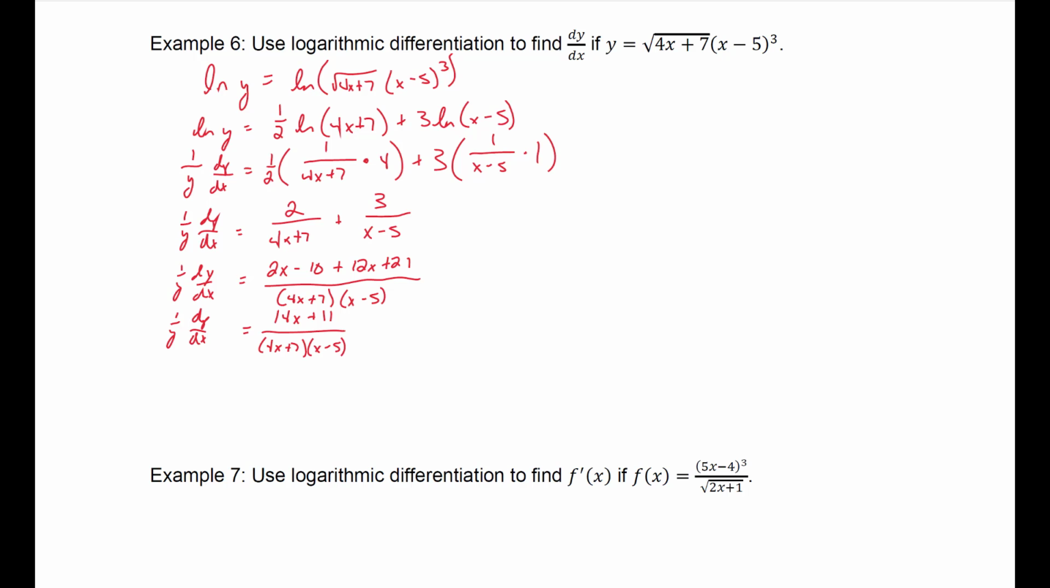We want just dy over dx, so we're going to multiply by y. But remember, what is y? y is the square root of 4x plus 7 times (x minus 5) to the third power. So we don't want to just say this is y here. We want dy/dx entirely in terms of x, as we would have gotten if we had tried to do this explicitly. So we're going to multiply 14x plus 11 over (4x plus 7)(x minus 5) times what y was, the square root of 4x plus 7 times (x minus 5) to the third power.